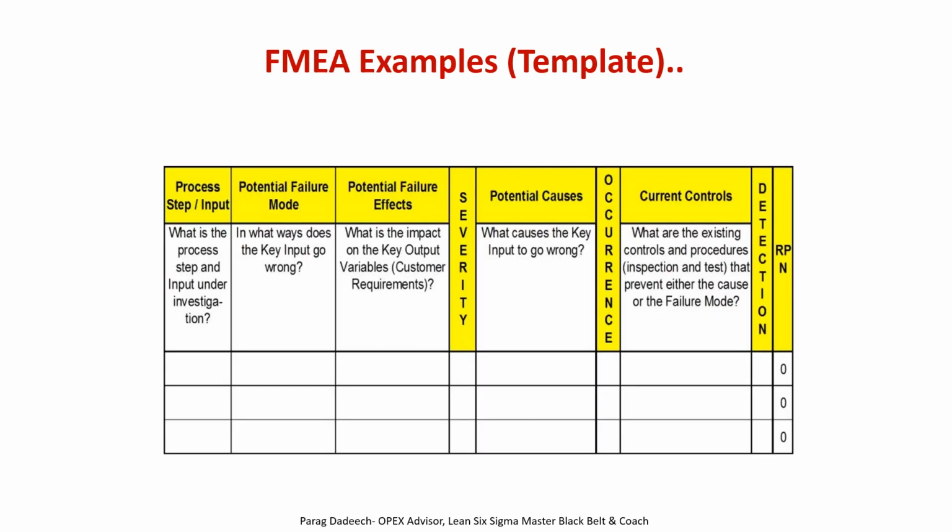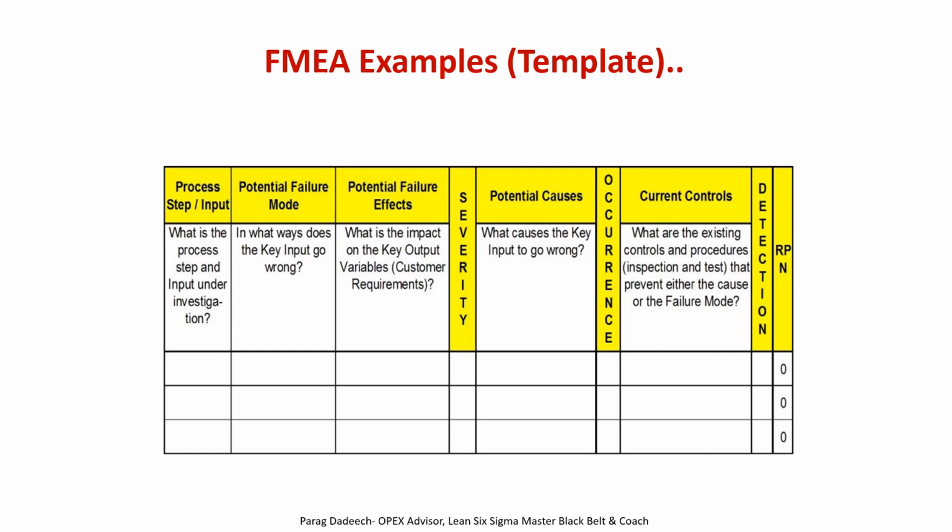This is an illustration of a basic FMEA template. You can design your own template. This is just an example. The first step is, what is the process or input step under investigation? Then we find out in what ways the key input can go wrong. That is, what are the failure modes? Next, we find out the impact on the key output variables, that is the effect and the related severity rating.